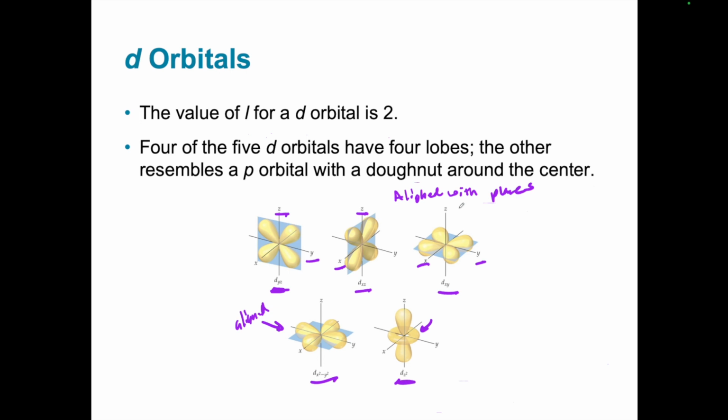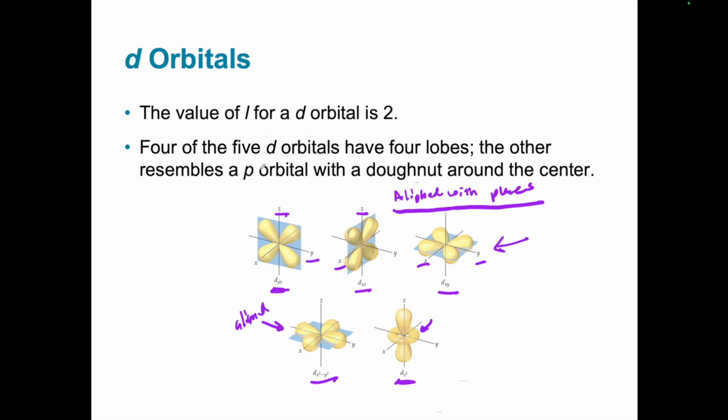So if I ever ask you which d orbitals are aligned with the planes, then it would be the dyz, the dxz, and the dxy, right? The dx squared minus y squared technically is aligned with the plane, but really we would say that's aligned with the axes more, because it's aligned with the x-axis and the y-axis. So these are the ones that actually are aligned with the planes.